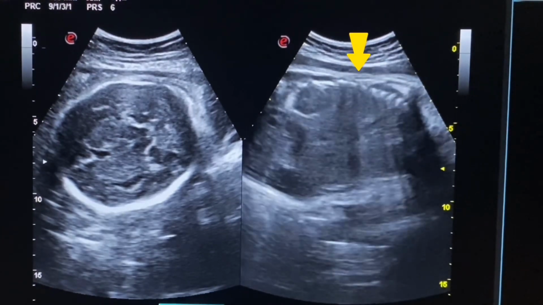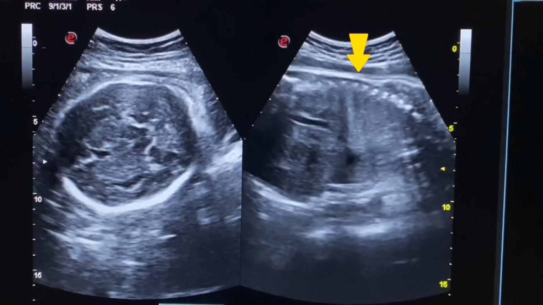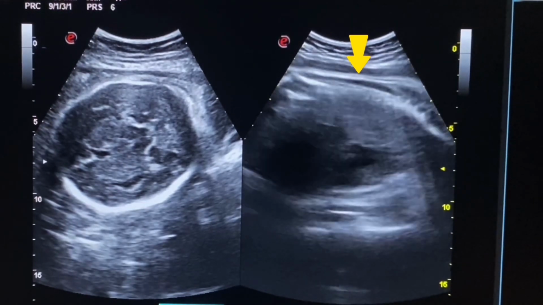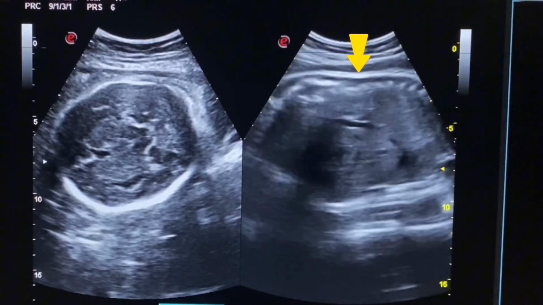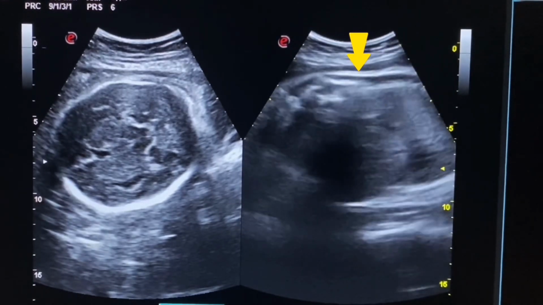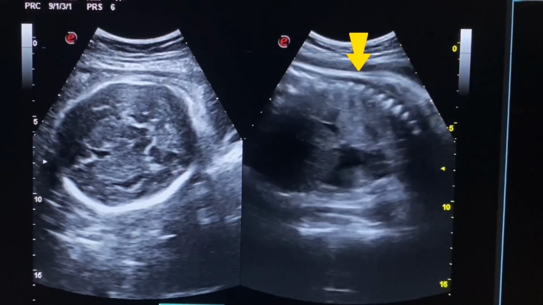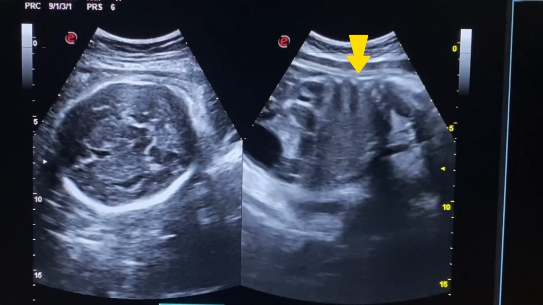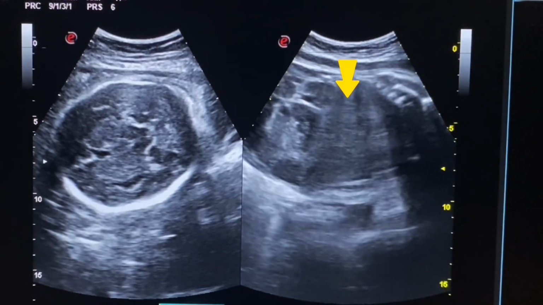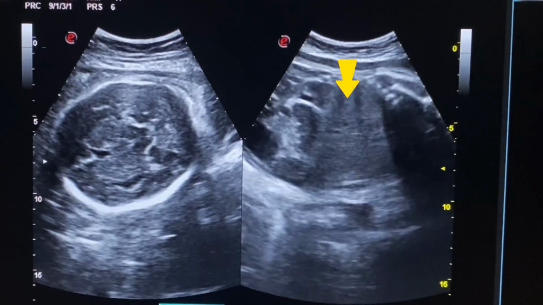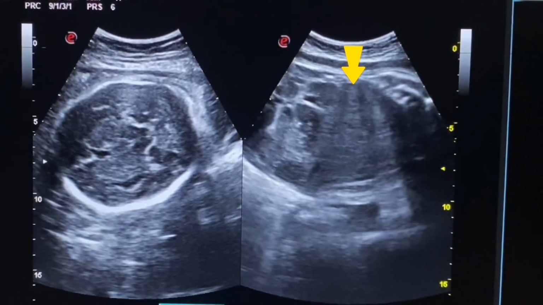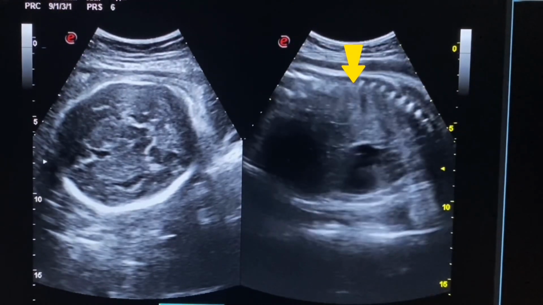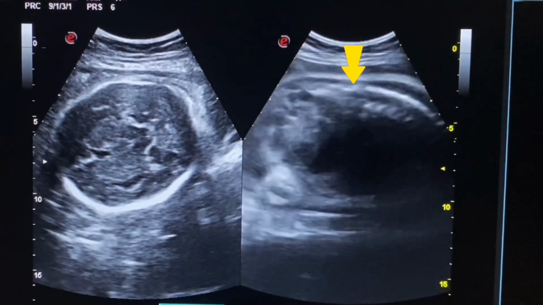Now we will take the superficial view of the chest of the fetus, which appears to be normal. The heart and lungs are present and cardiac activity is also present. Here we see the liver, which also appears to be normal. Now slowly sliding the probe.